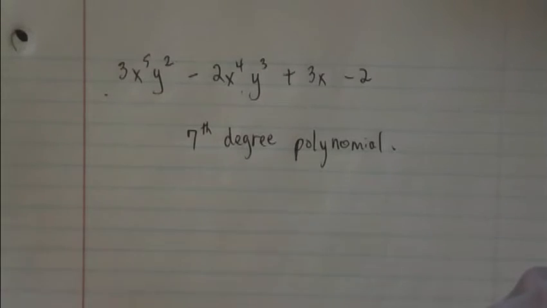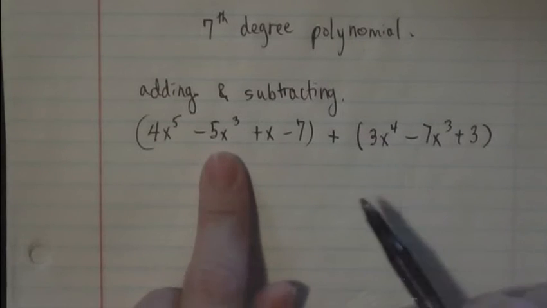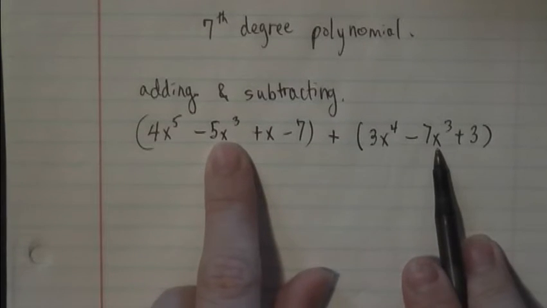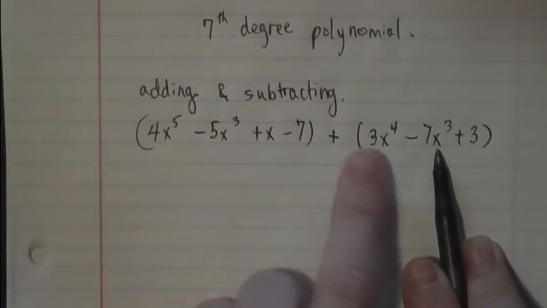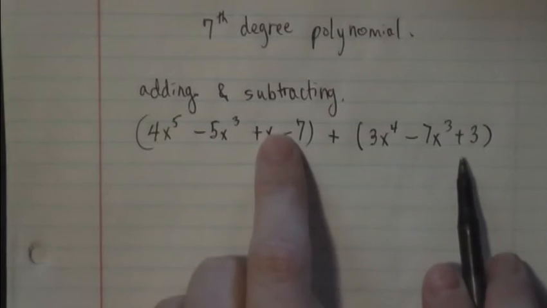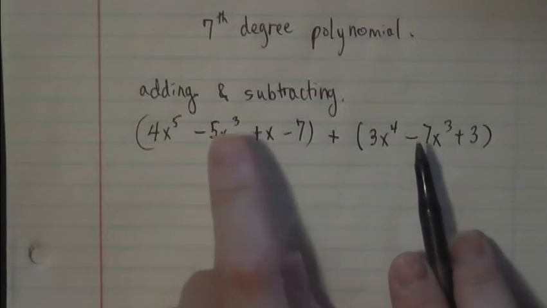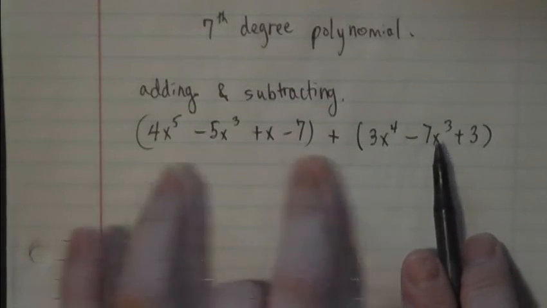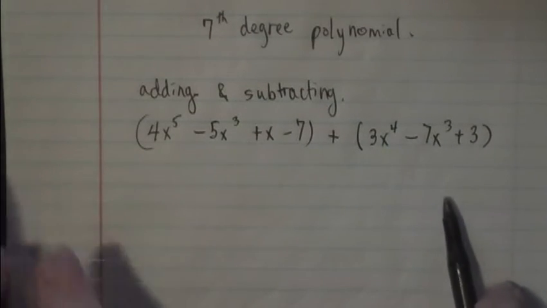Now, if we want to talk about adding and subtracting polynomials. Okay, so now I have two polynomials. This is a polynomial, this is a polynomial. I want to add them together. Well, since everything is added, there's no multiplier out front of any parentheses. That says that we can drop our parentheses. We don't need these parentheses. It was just indicating I have two separate polynomials that I was adding.